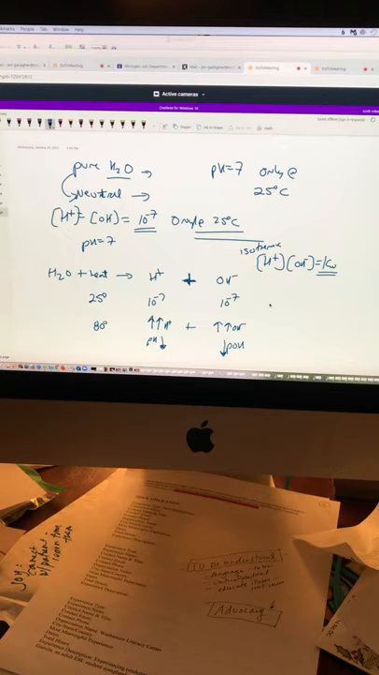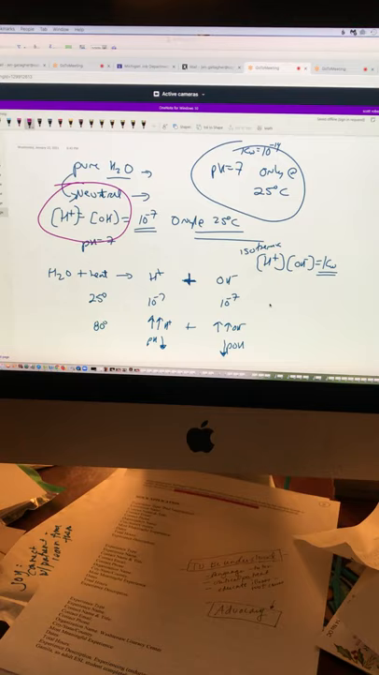The Kw at 25 degrees is 10 to the minus 14. And you need to memorize this. These are memorized. But that's no other temperature. No other temperature at all. So let's get this straight again. What you're not grasping yet, and you need to, is that neutral water is just H+ equals OH-. And that happens at different pHs depending on the temperature. There's only one temperature where that happens at a pH of 7, and it's 25 degrees.